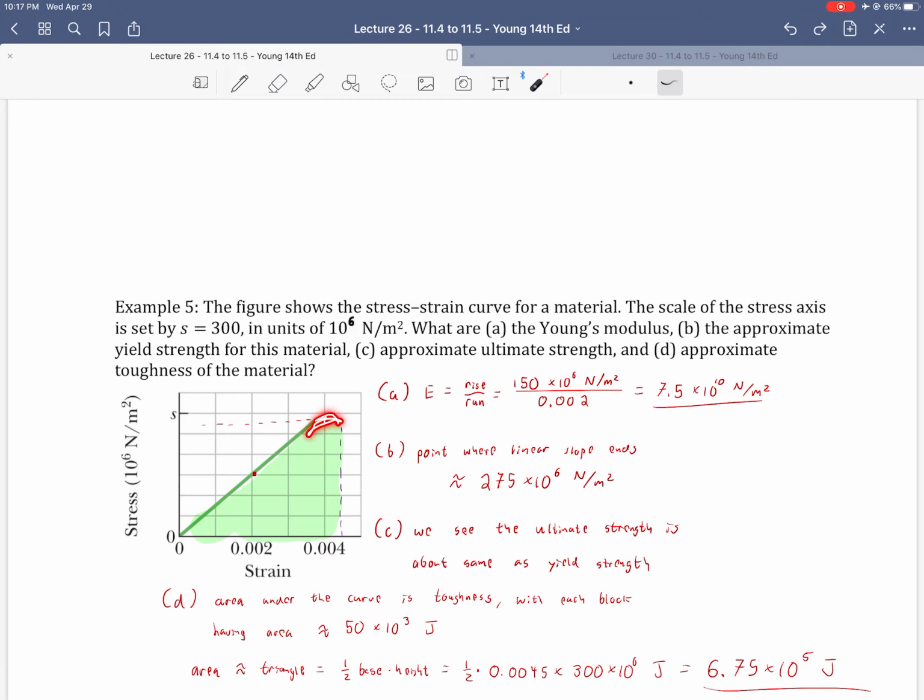Obviously, it's kind of rounded on the top, but approximately a triangle. So the area of a triangle is given by 1/2 base times height. Let's take 1/2 times 0.45, because I'm kind of ending the triangle right there, times 300, again approximate. So I get about a total toughness of 6.75 times 10 to the 5 joules, or 675,000 joules. All right, looks great. That's how much energy you could put into the material before it broke.